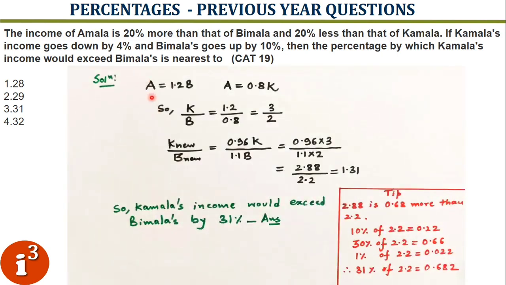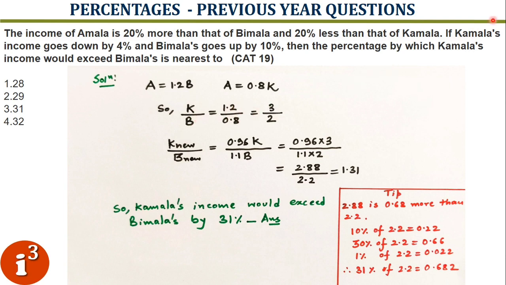It's given Amla is 20% more than B, which means A is 1.2B. Again, Amla is 20% less than Kamla, which means A is 0.8K. Now you need the relation between K and B. So you take the value of A and put it here and get K by B is equal to 1.2 by 0.8, which means 3 by 2. So K by B is 3 by 2.